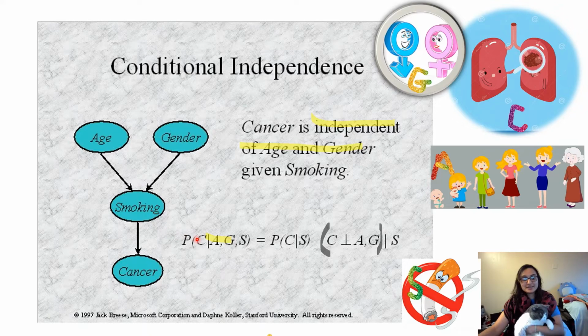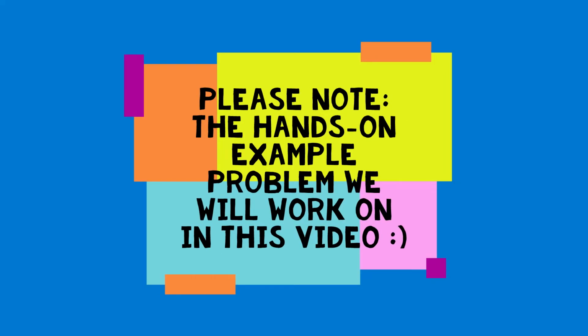So essentially the probability of cancer given age, gender, and smoking is just the same thing as the probability of cancer given smoking. Knowing about age and gender does not really influence what we observe for cancer. What really matters is smoking; it does not matter what age or gender are in particular. So these parts don't make a difference. That's why we can just cut these out here, because cancer is independent of age and gender given smoking.